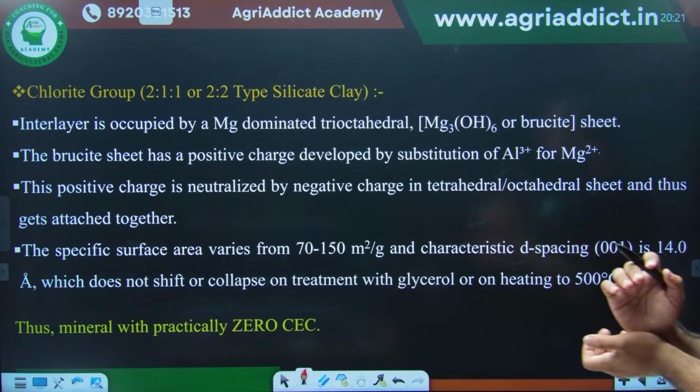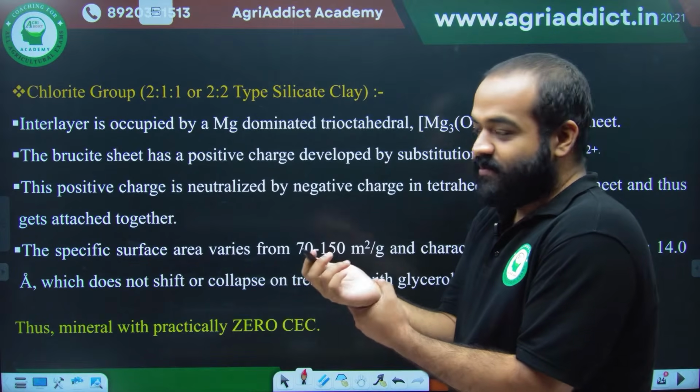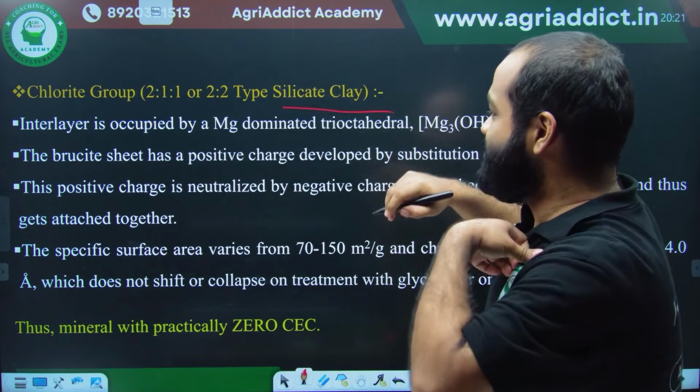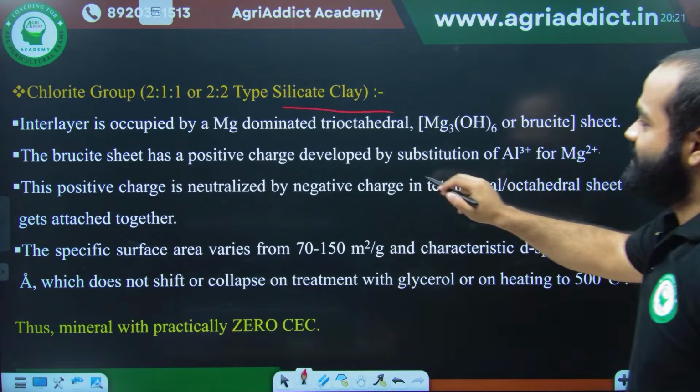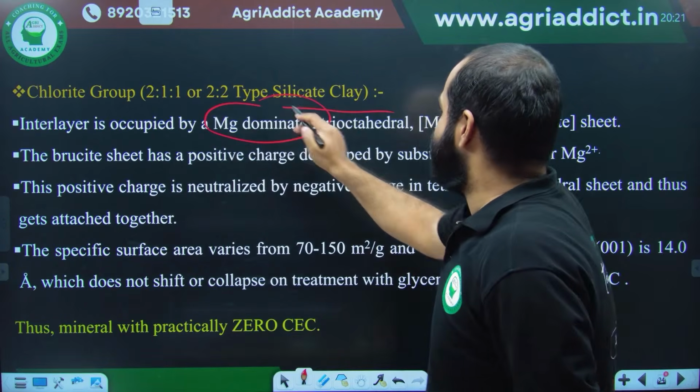The chlorite group, we have come to the last group. This part is very boring. I also know there is nothing to explain, but yeah, you can read. The interlayer is occupied by Mg-dominated trioctahedral.